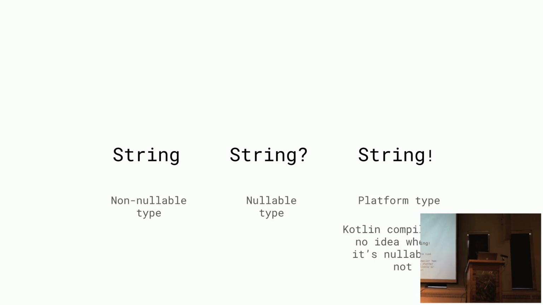So, like you said, the one on the left is non-nullable. It can never be null. The one in the middle is nullable, and the one on the right is what's known as platform types in Kotlin. At this point, the Kotlin compiler has no idea whether it's nullable or not, so it's really confused on what to do.